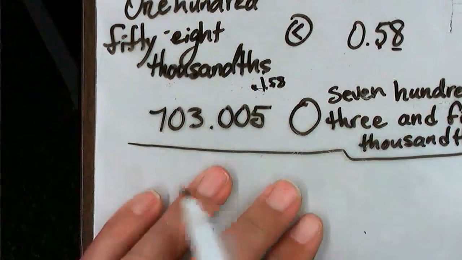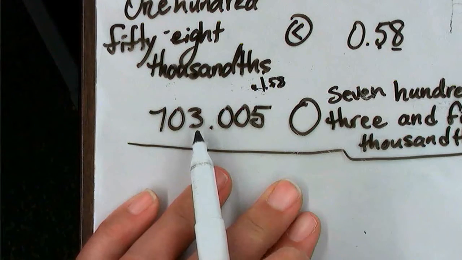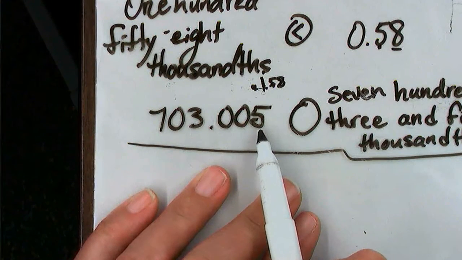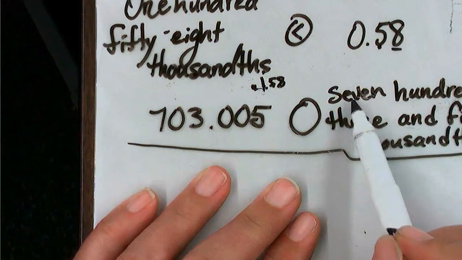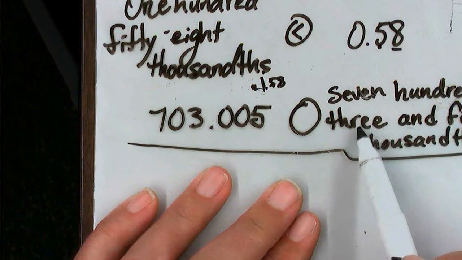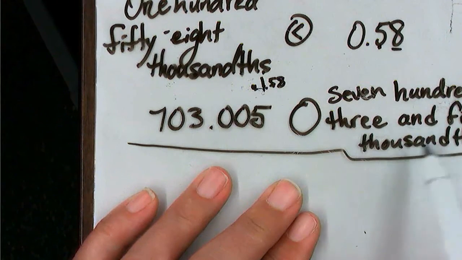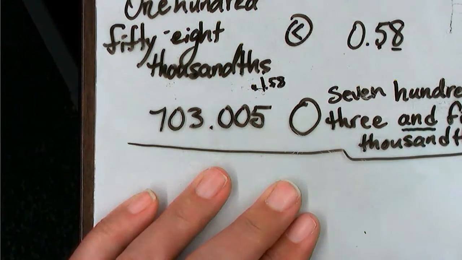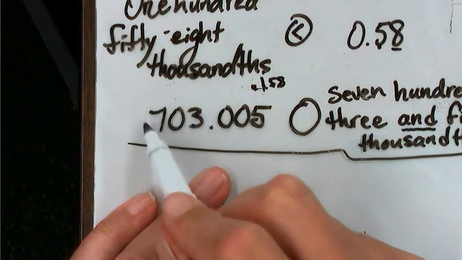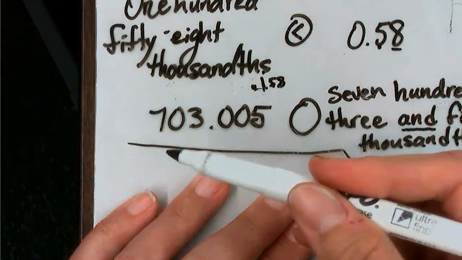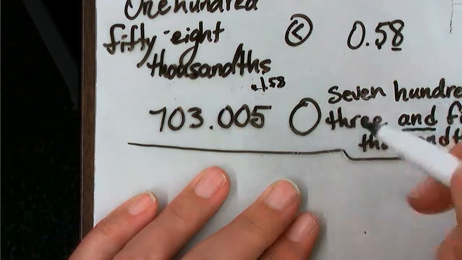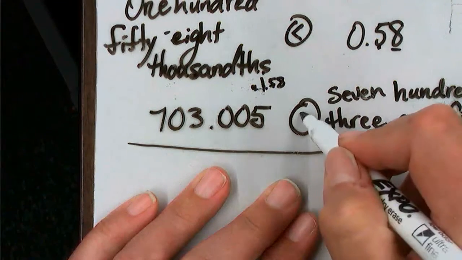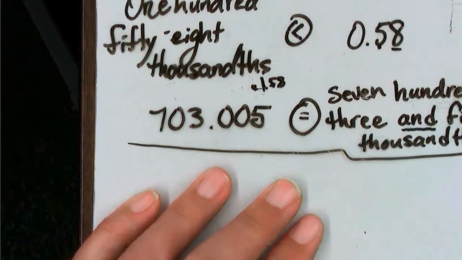The next one, we've got 703 and 5 thousandths. 703 and 5 thousandths. So this "and" is incredibly important because it means that the 703 is on that side of the decimal where we actually have whole numbers. So in this case, again, like at the beginning, they're equal to each other.